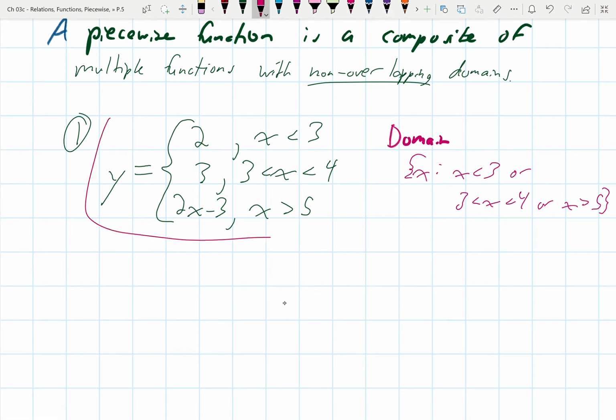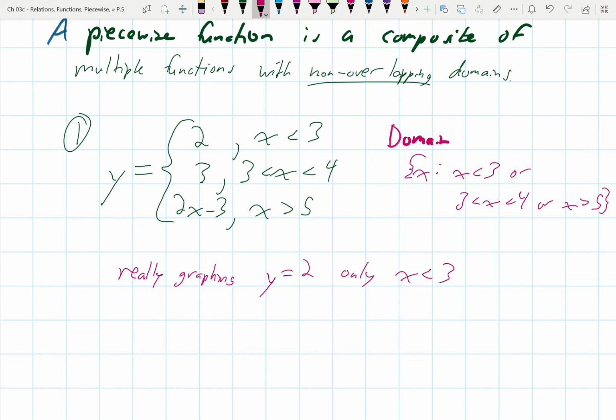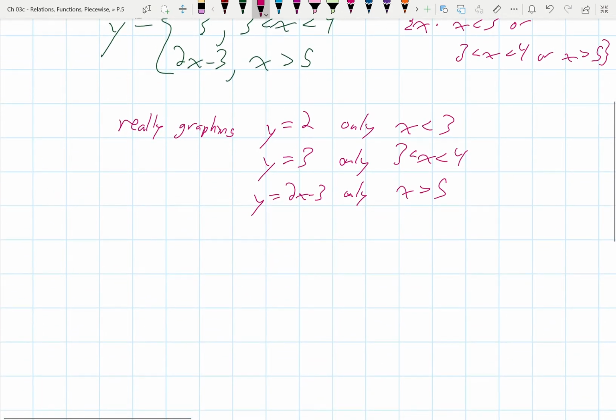So this is the function we're going to graph. And what we are really graphing, and I want you to see this, is 3 lines. The first line is going to be the constant line y is equal to 2, but we're only going to graph it for x less than 3. Then I'm going to graph the line y equals 3, but only for 3 is less than x is less than 4. Then I'm going to graph the line y is equal to 2x minus 3, but only when x is greater than 5. So that's what's going on here.